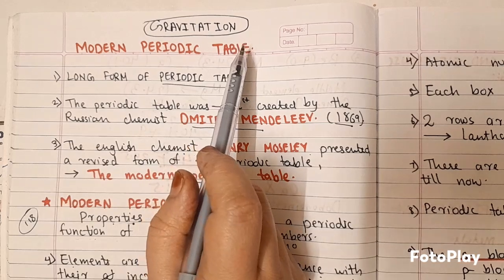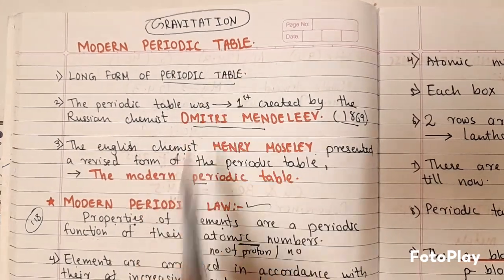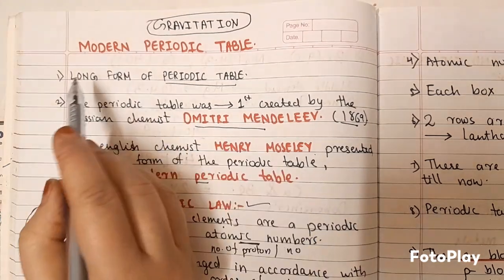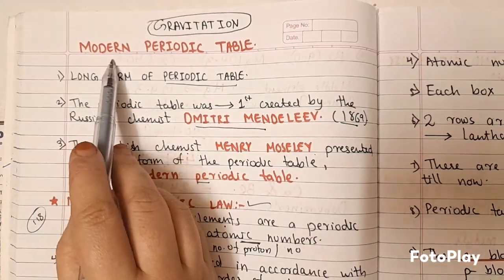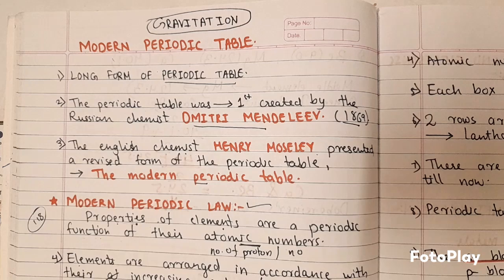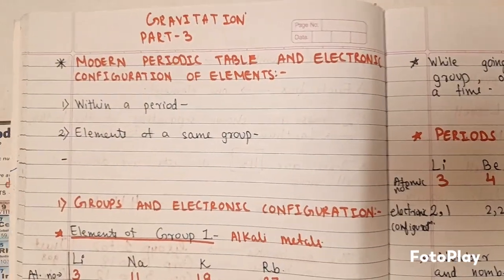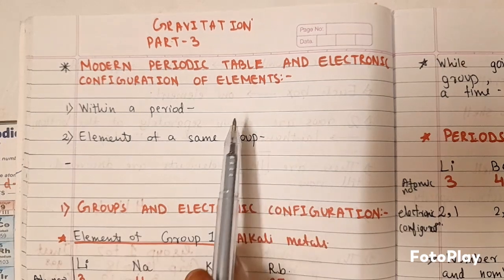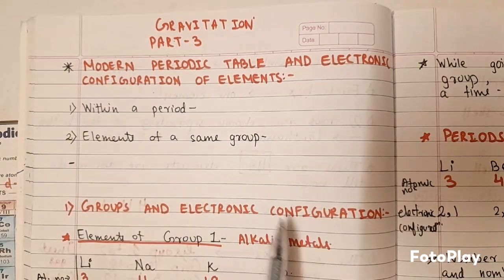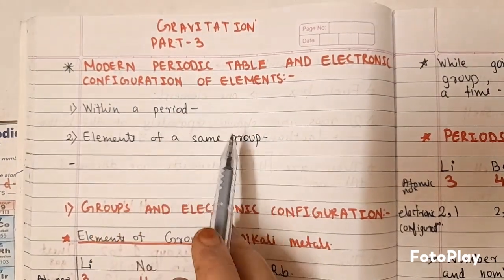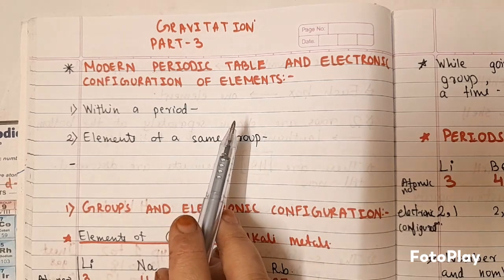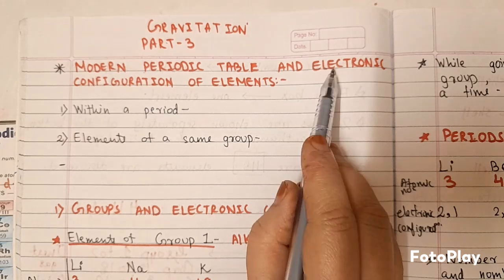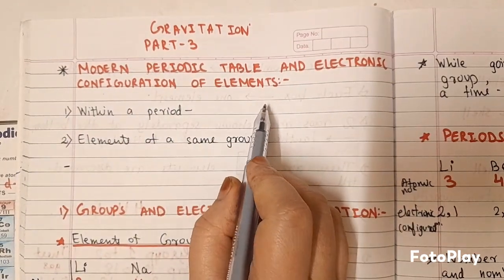Okay, so students, in our previous video we have already discussed various laws related to the modern periodic table and its structure. We have also discussed the structure of the periodic table. All right, so in today's video we will discuss the periodic table and electronic configuration of elements. I hope you all know what the periodic table is and what its structure is. So let's discuss the periodic table and electronic configuration of the elements.